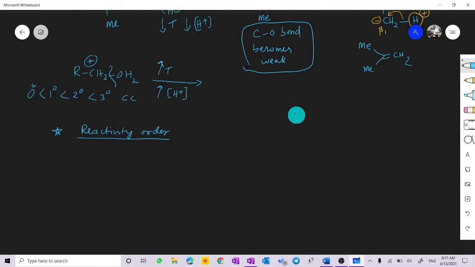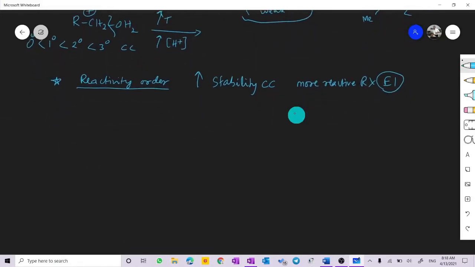So the greater the stability of the carbocation, the more reactive the alkyl halide, and better will be the E1 reaction, since E1 is dependent upon the formation of the carbocation. So increased stability means increased E1 reaction. Okay, so now we know how the carbocation will be.